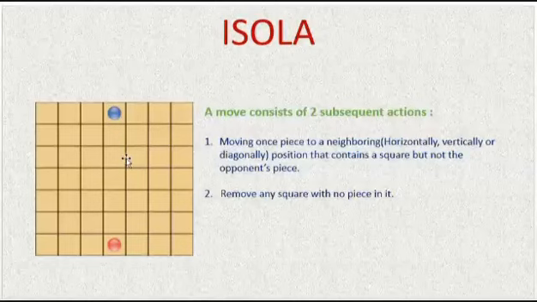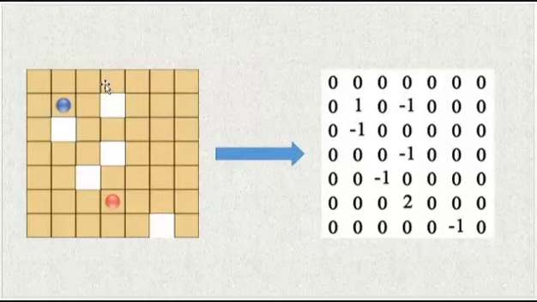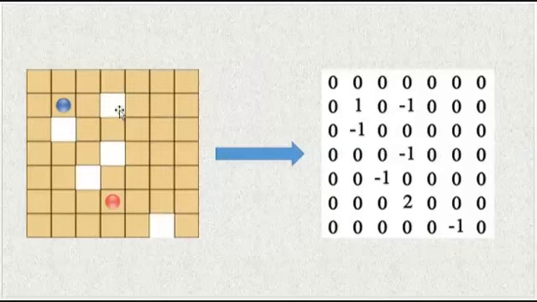Let me take an example and show you. Let this be a board at any instance, for example, with the blue piece in this position and the red piece in this position, and all these white blocks are the places where the board has been removed. That means neither blue nor red can move into those blocks.